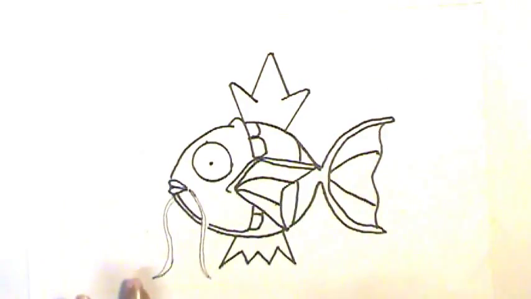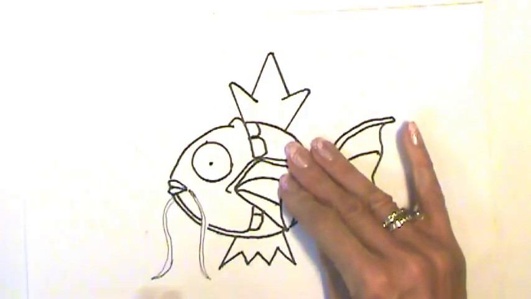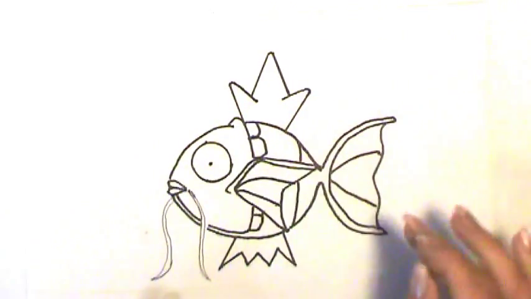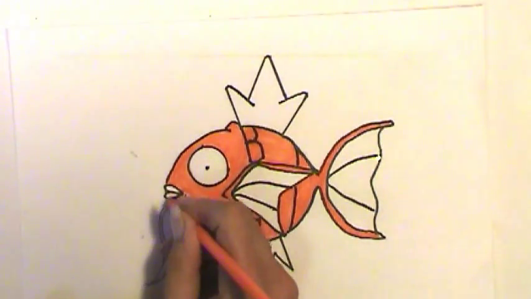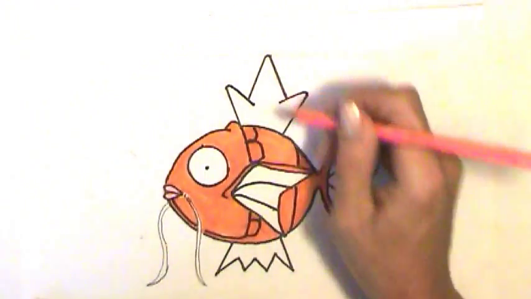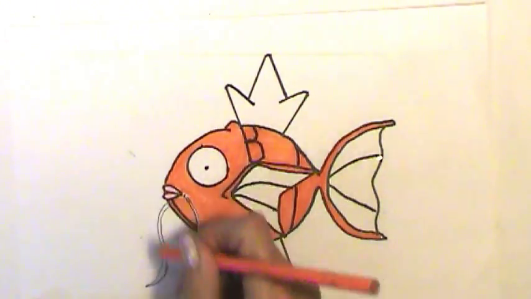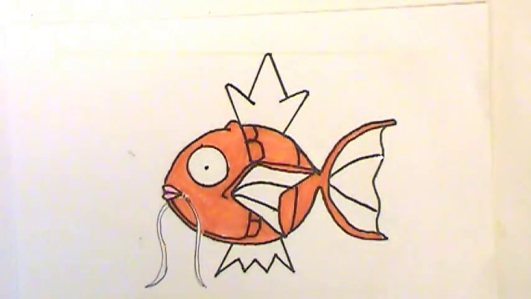I'm going to start coloring. I'm going to color the body of the fish orange. Magikarp's lips are pink. The upper and lower fins and barbels are yellow.